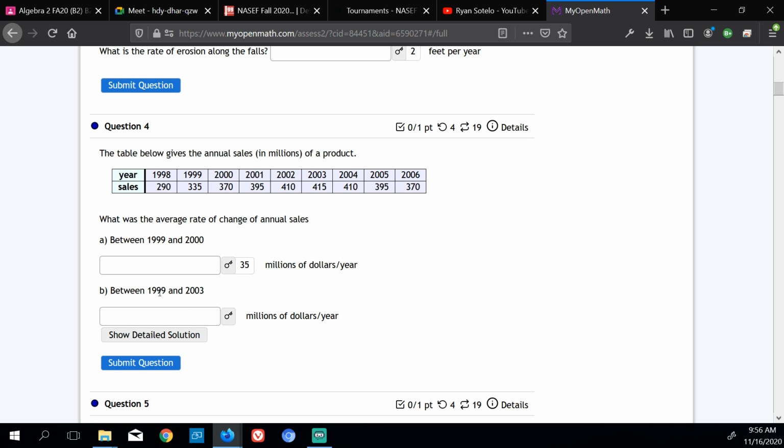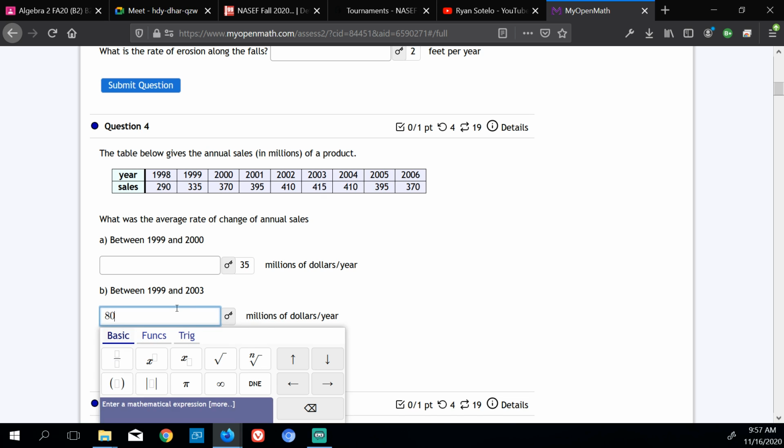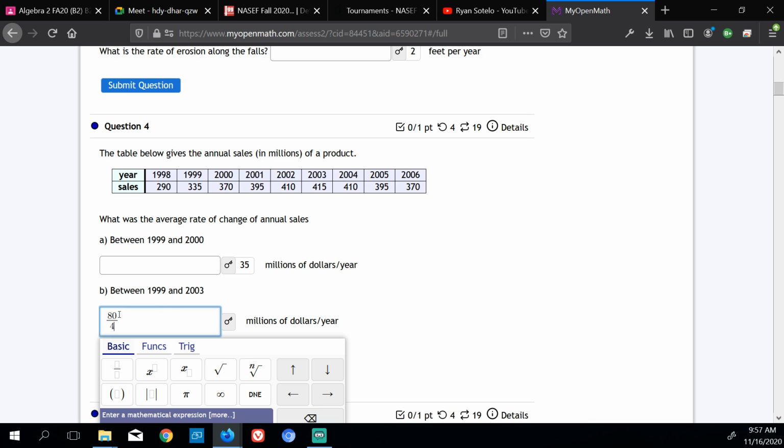Yeah. Now this one will go from 1999 to 2003. What's 2003 minus 1999? 80. What's that? No, I'm sorry, I was talking about the year. Oh, okay. So 4 years? Yeah, it should be 4 years, right? 1, 2, 3, 4. And then 80 for this one? Yeah. Okay, so 80 over 4. That's 40 over 2. That's 20.